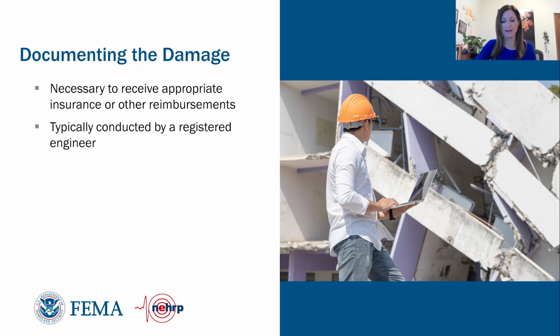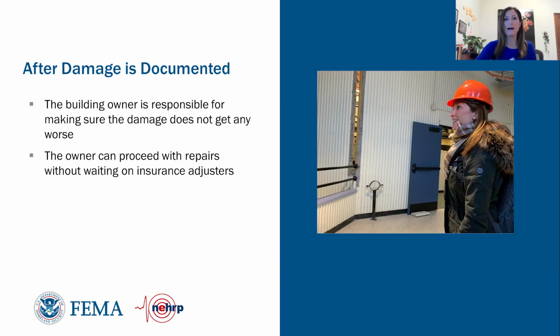Again, those local building professionals are likely to be very busy after a disaster. Also, sometimes schools are being used as shelters after a disaster, so it's absolutely vital that their safety is assessed. In order to ensure this happens quickly, having that pre-established relationship can make all the difference. After that damage is documented, the building owner becomes responsible for making sure the damage does not get any worse. Once it's documented, only then can the owner proceed with the necessary repairs without waiting on insurance adjusters, for example.